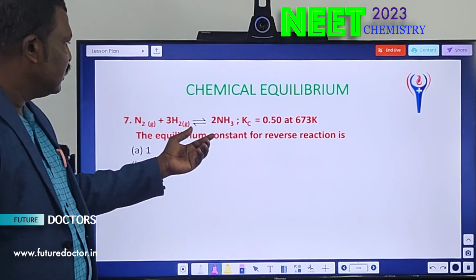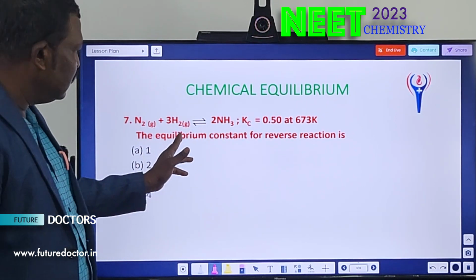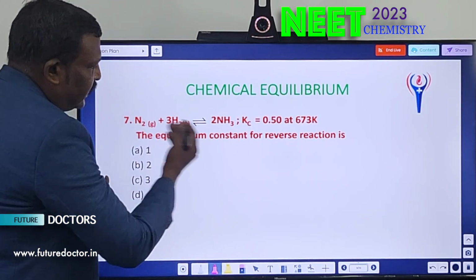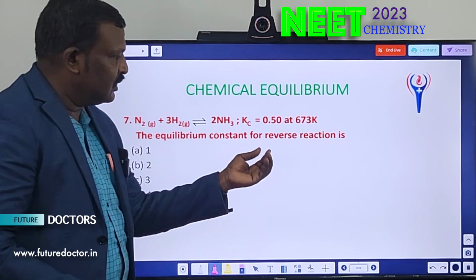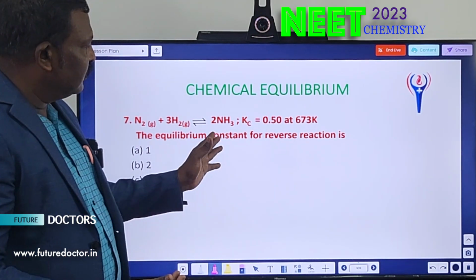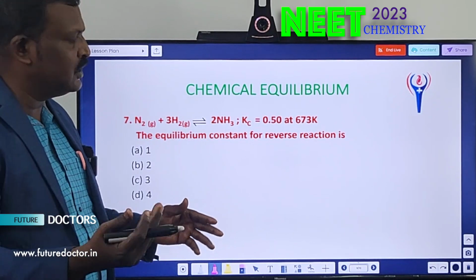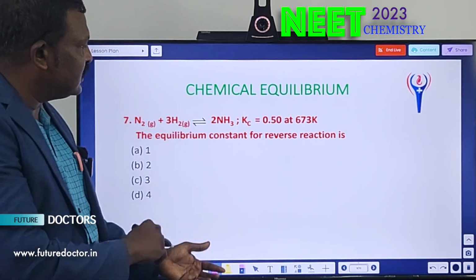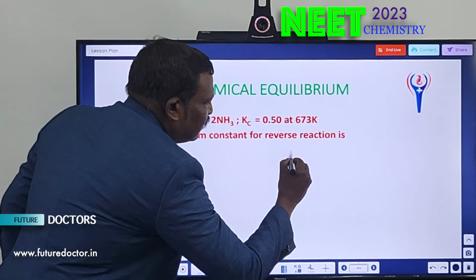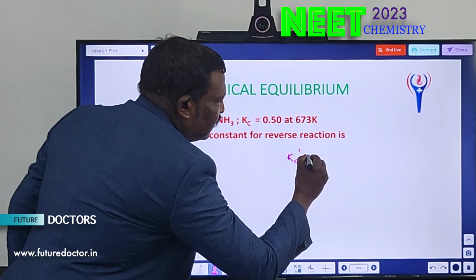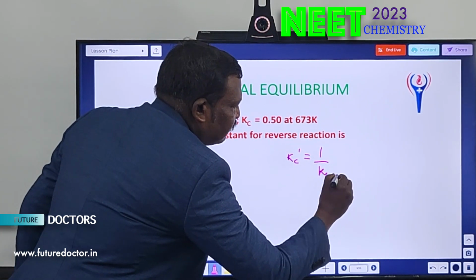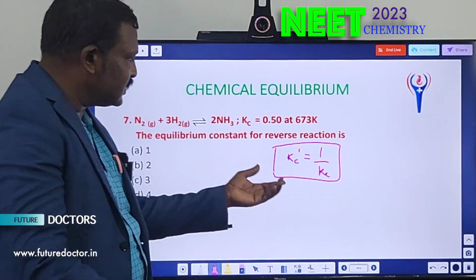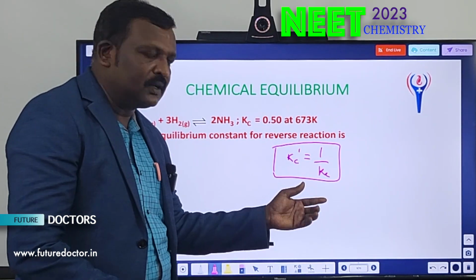An equilibrium reaction is given. Kc is also given. And then they're asking for the equilibrium constant for the reverse reaction. Suppose the forward reaction Kc is given, they're asking to find only the reverse reaction. So just know that formation equilibrium and dissociation equilibrium are inversely proportional. Here ammonia is formed. Suppose ammonia is decomposed, it is just quite opposite. Then we can simply say Kc dash is equal to 1 by Kc. This is a formula, just remember. Formation equilibrium constant and dissociation equilibrium constant are inversely proportional.